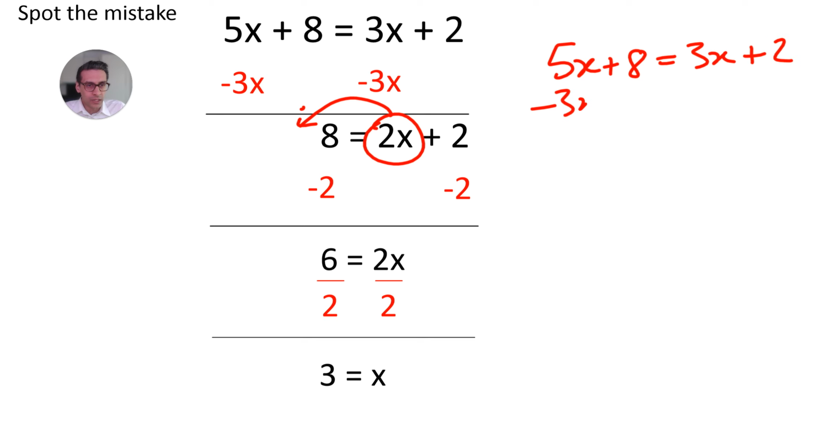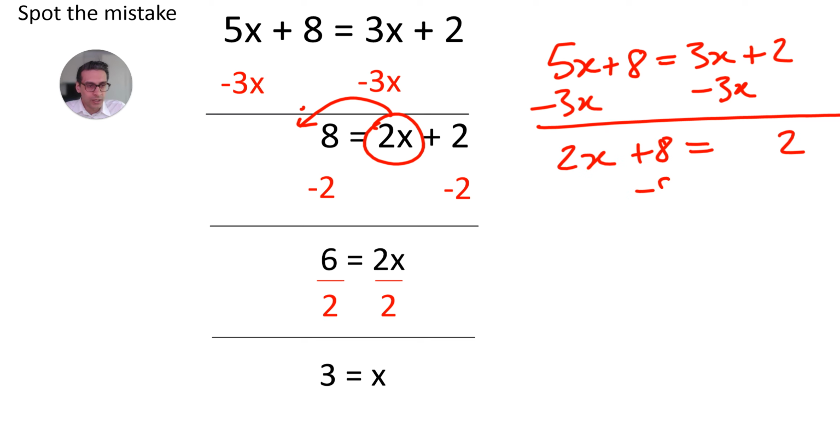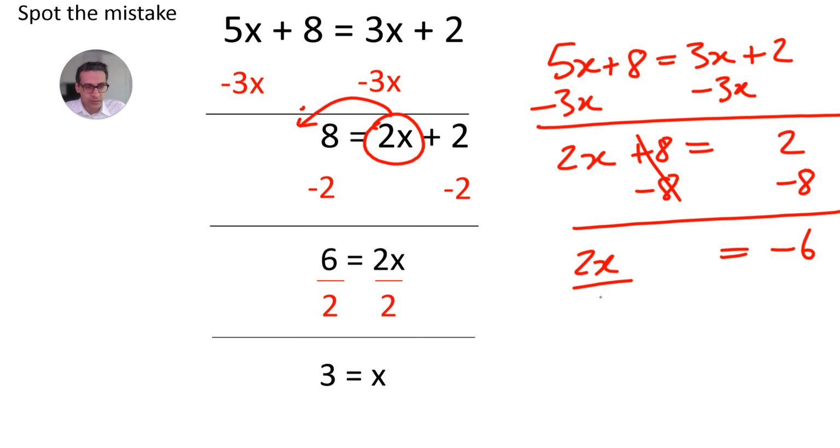We're going to take away 3x from both sides. That becomes 2x plus 8 equals 2. We're going to take away 8 from both sides. We're going to get a negative number here. So 2x, now that's a 0 pair, so it cancels out, is equal to -6. And then we're going to divide by 2, divide by 2. So x equals -3. So the sign ended up being wrong as a result of that 2x being on the wrong side.